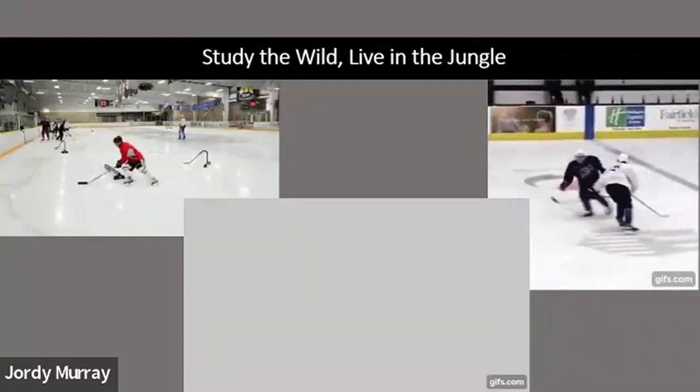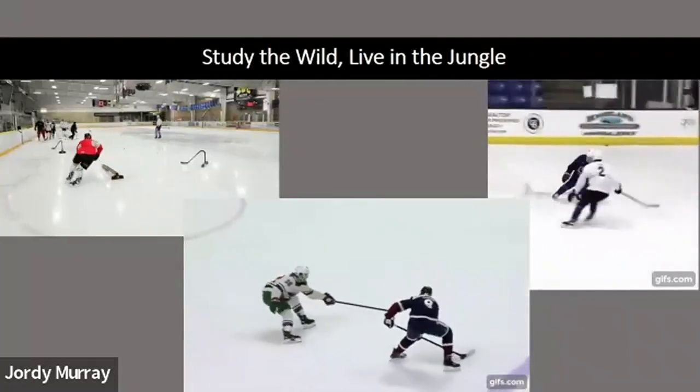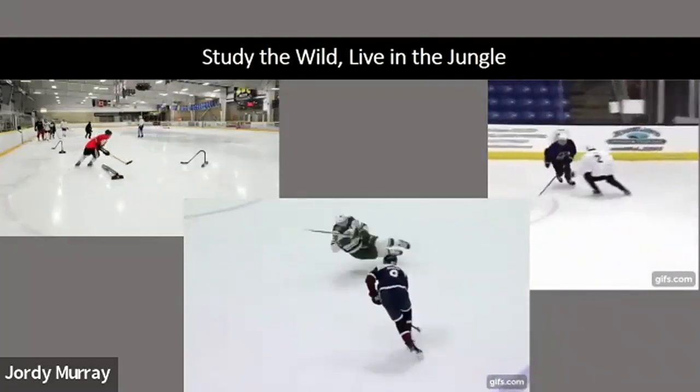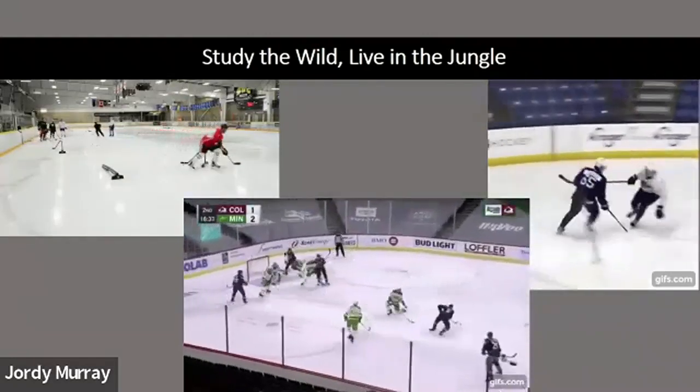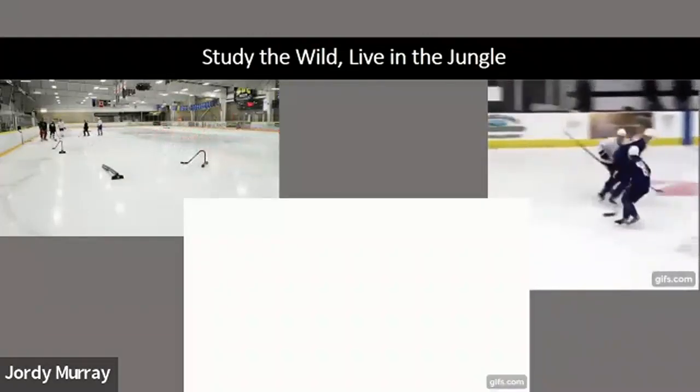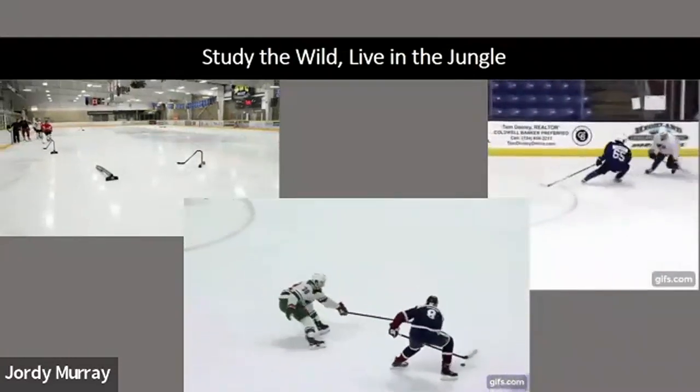And I'm not saying that drill on the top left is to work on walking the blue line. It's not, but the concept would apply if you just had those objects at the blue line, right? It's just not the same.